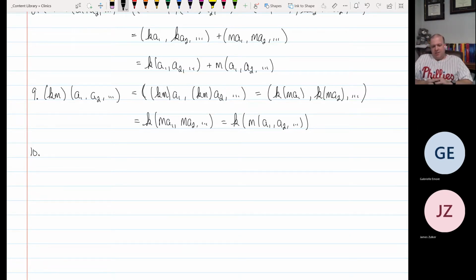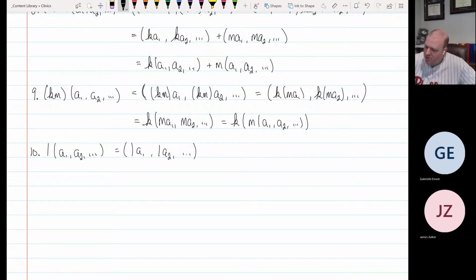Last one. We have to show that 1 is the multiplicative identity. So 1 times A1, A2, so on and so forth. Right, that'll be 1 times A1, 1 times A2, right, so on and so forth. Since these A's are real numbers, one times the real number is the real number. So we get the original vector back. All 10 axioms thus are satisfied.